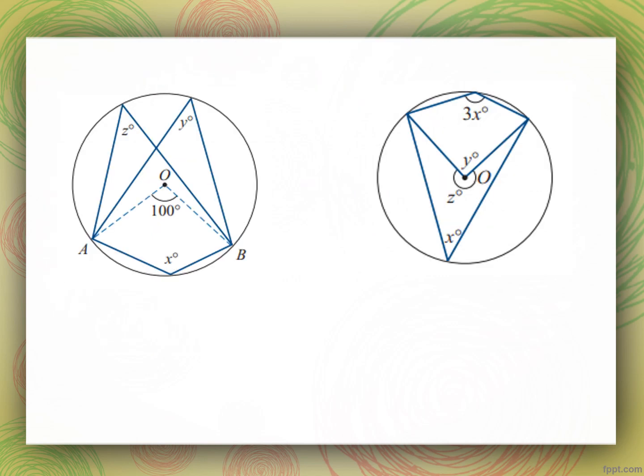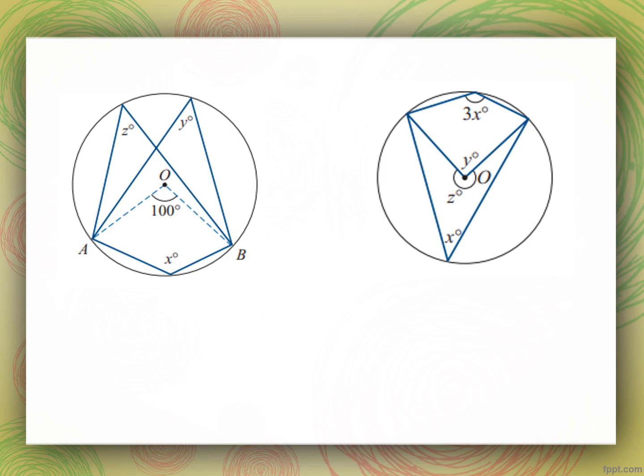Okay, let's apply what we have learned to this circle. Let's find the measure of the given variables here. So for the first circle, circle O, let's find the measure of angle X, Y, and Z. We are given here the measure of angle AOB, which is 100 degrees.